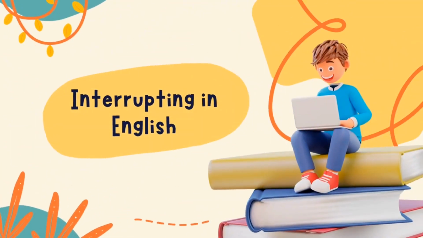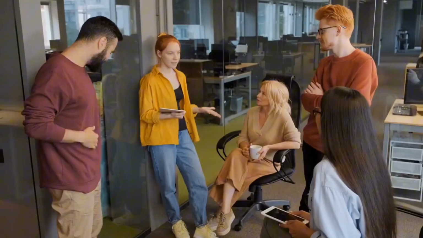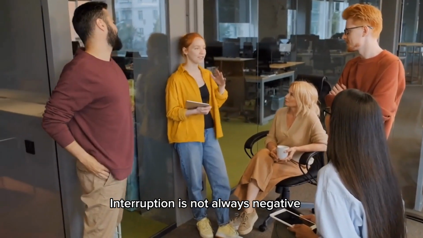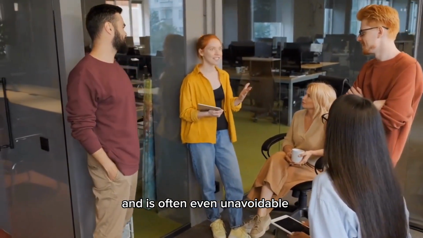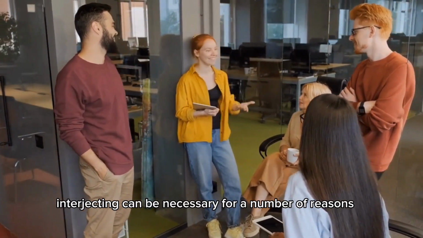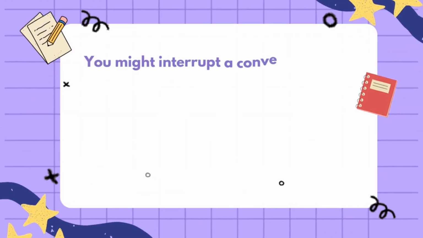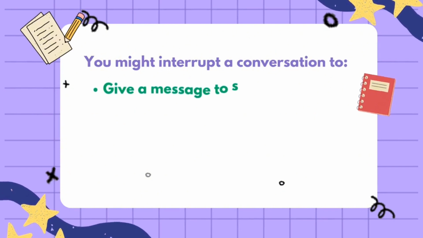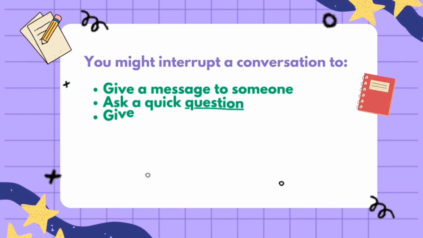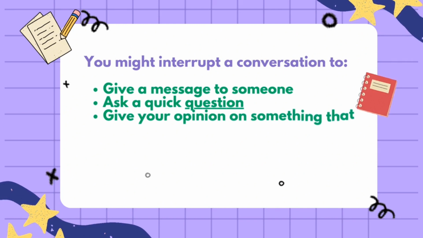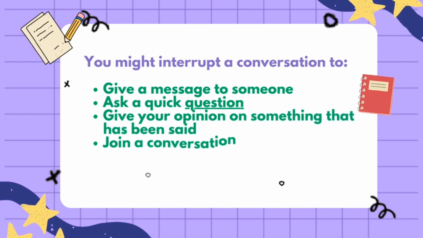Interrupting in English. Interruption is not always negative and is often even unavoidable. Interjecting can be necessary for a number of reasons. You might interrupt a conversation to give a message to someone, ask a quick question, give your opinion on something that has been said, or join a conversation.